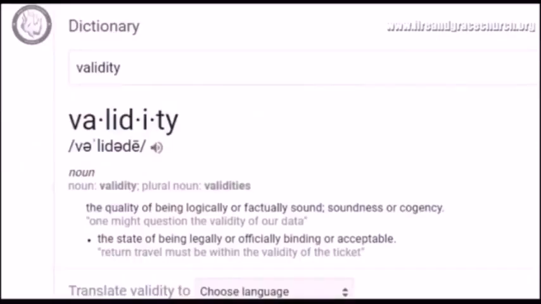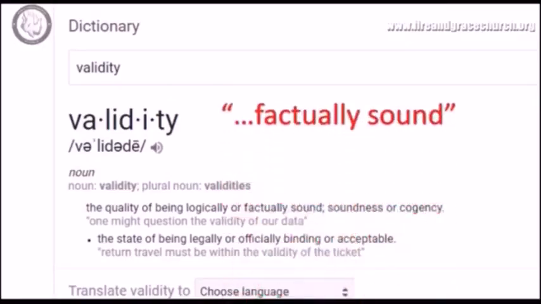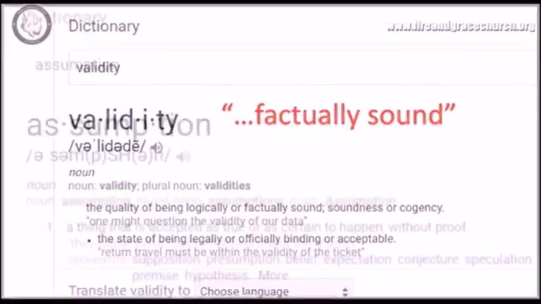Just so you know, the definition of validity: the quality of being logically or factually sound. Right? Look at that. He said the second part of the definition, the state of being legally or officially binding or acceptable, that this would stand up in court.